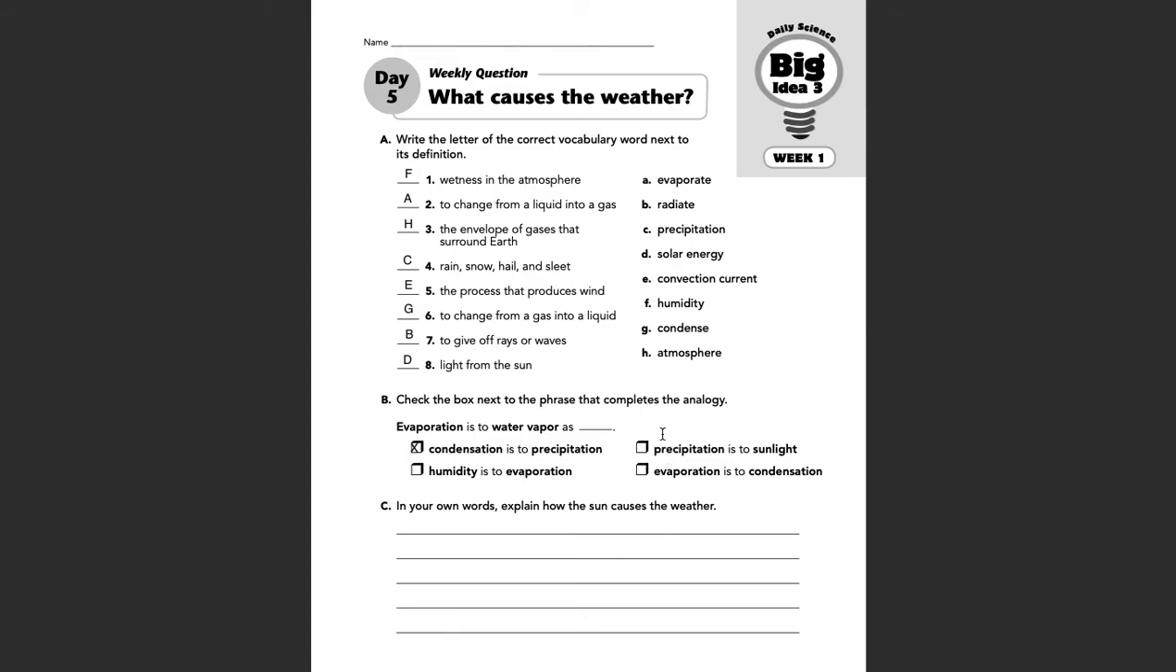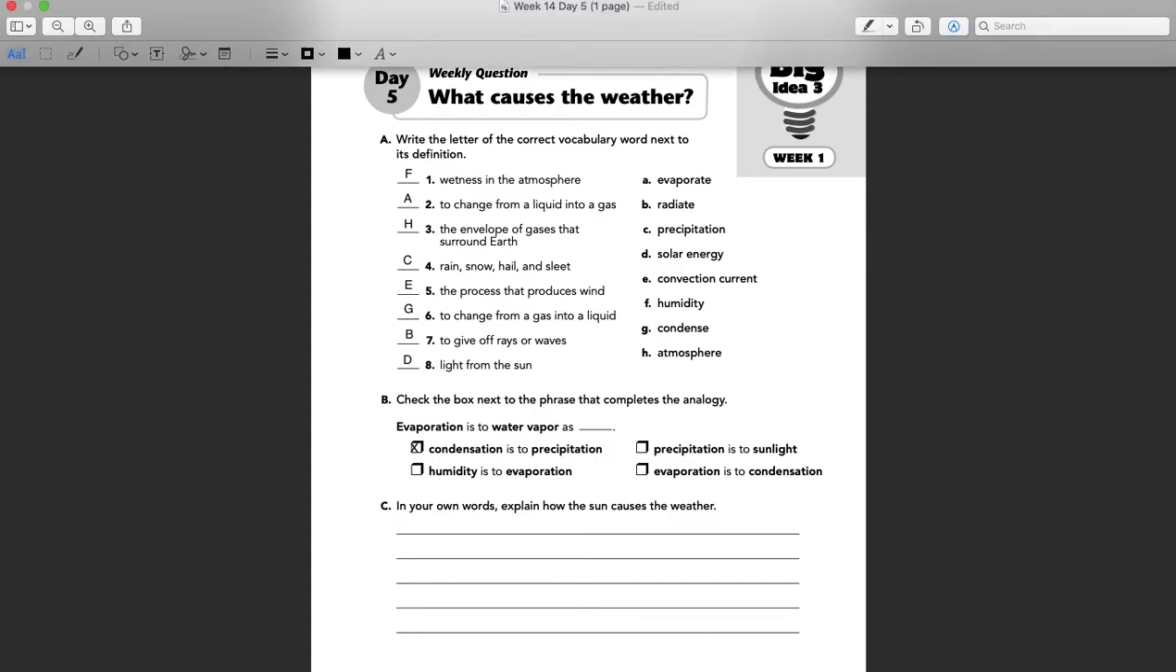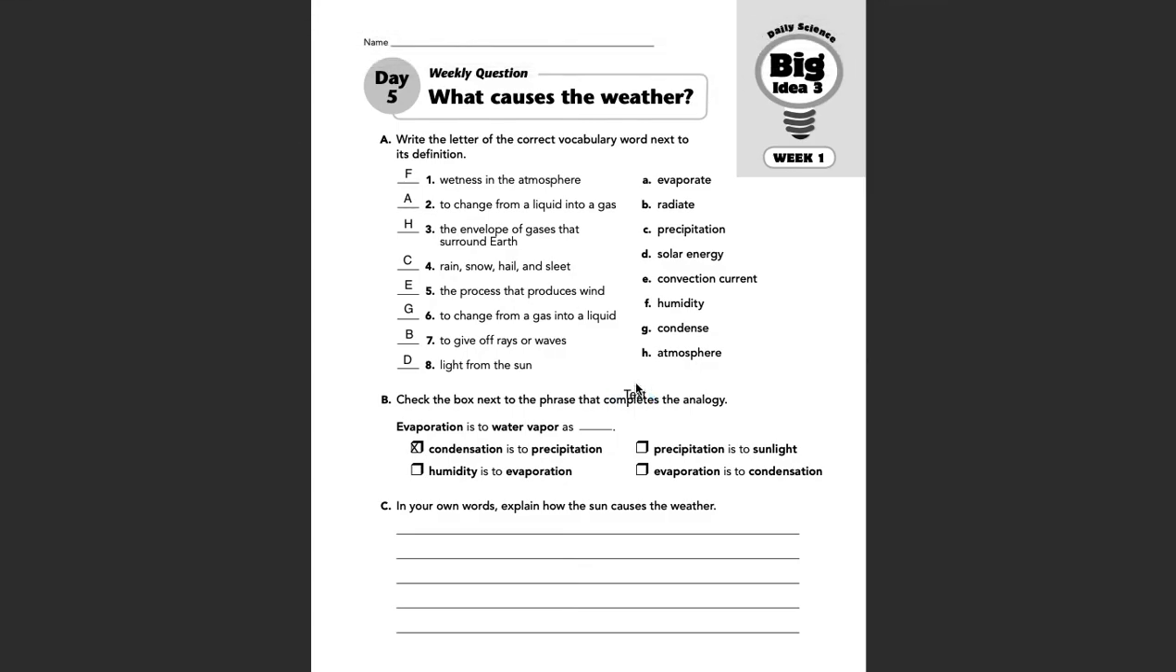Now, C, in your own words, explain how the sun causes weather. So we talked about how solar energy controls temperature, controls wind, and precipitation. So you just need to kind of explain that in your own words.